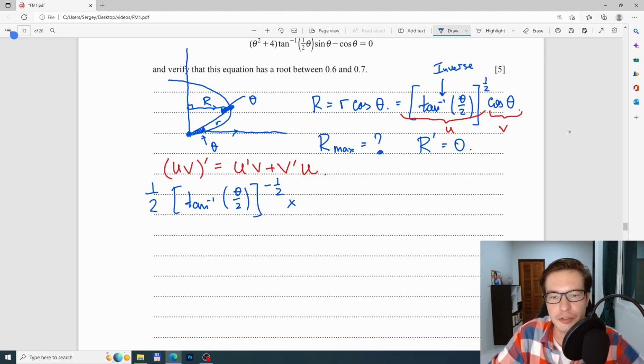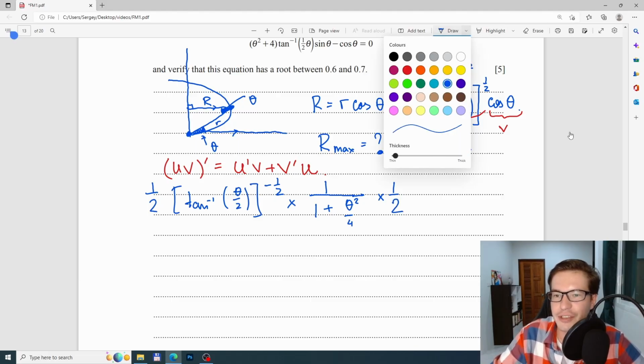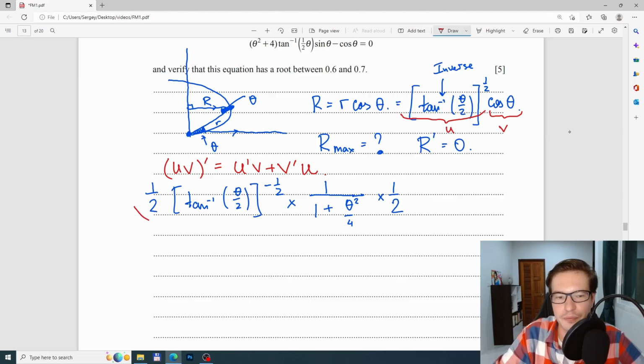Derivative of the inverse tangent, we've seen that before already in this question: 1 over 1 plus x squared, which in our case is theta over 2, so theta squared over 4. Now we differentiated the inverse tangent. Going even deeper, I will have to differentiate theta over 2. That is a half. So all of this mess is basically the derivative of u.